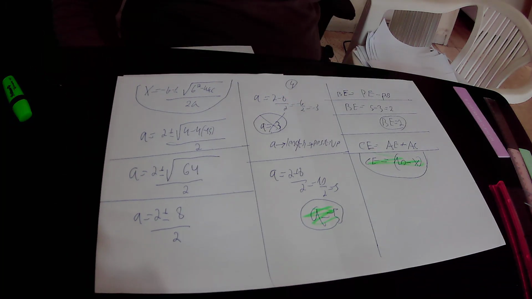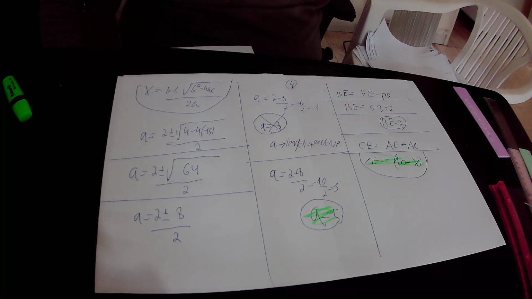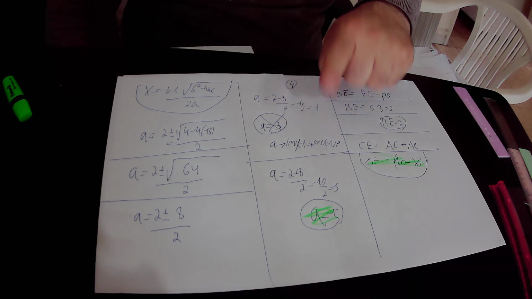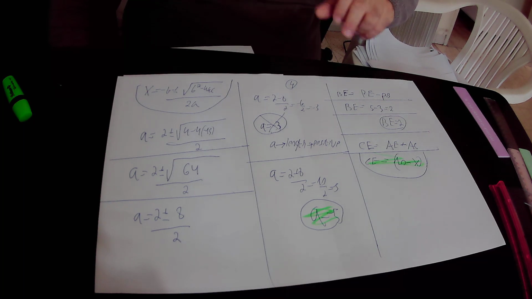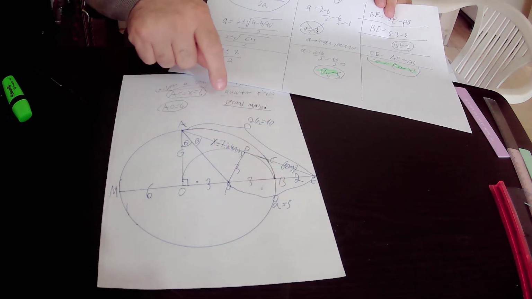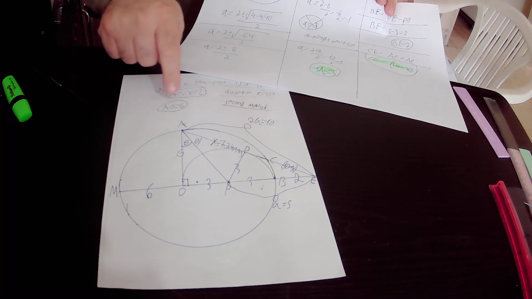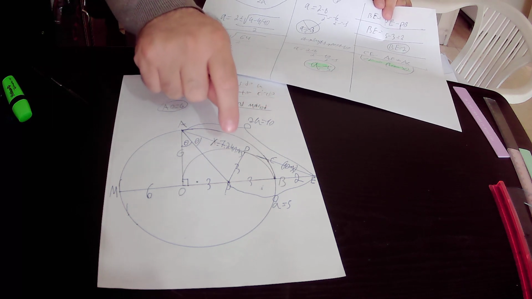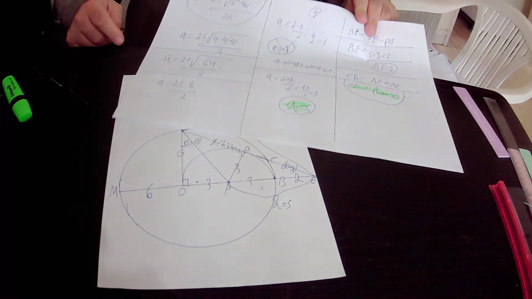So we cancel this solution, and we are left only with the solution a equals 2 plus 8 over 2. 2 plus 8 is 10, and 10 over 2 is 5. So we found out that a equals 5 units. So if a equals 5 units, it means that 2a equals 2 times 5, that is 10. So AE equals 10 units, and PE equals a, that is 5 units. Okay?